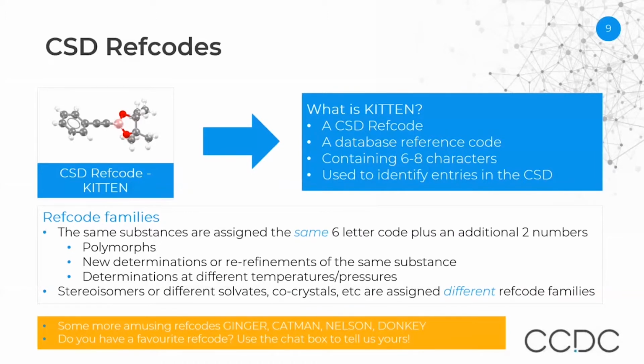Today we'll be journeying through some of the structures in the CSD, and along the way we may spot some more familiar sounding ref codes, such as Ginger, Catman, Nelson or Donkey. So if you have a favourite ref code too, then do let us know in the chat again.